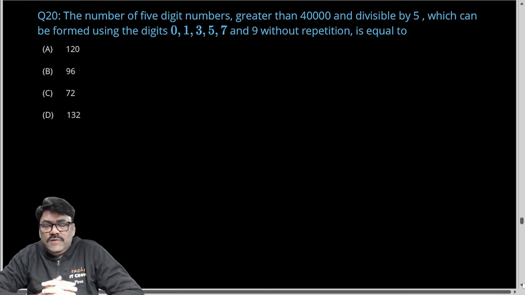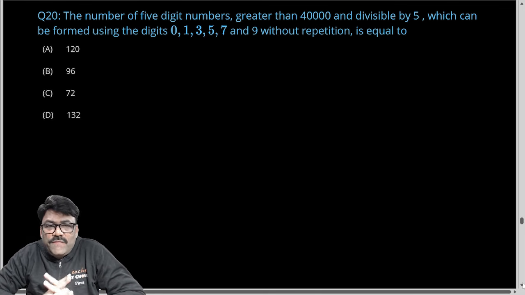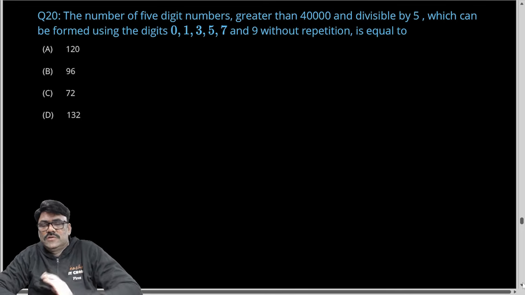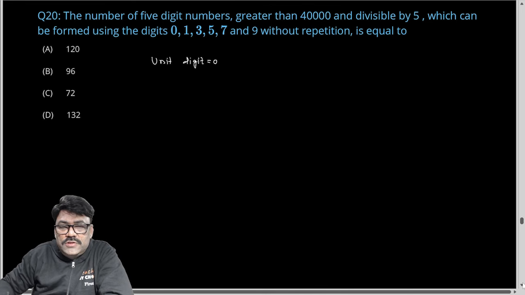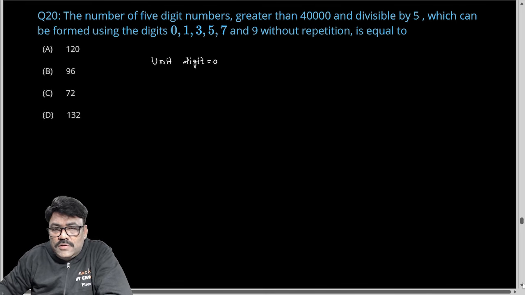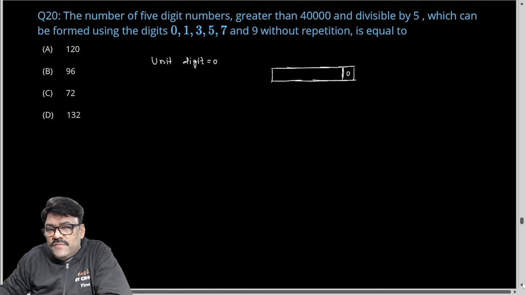So see, your number is divisible by 5. So hence the unit digit must be 0 or 5, right? Unit digit must be 0 or 5. So two types of numbers I can form here. Okay, let's say the unit digit is 0 first. Unit digit is 0. So I have 5 places. The unit digit is already fixed. It is 0.